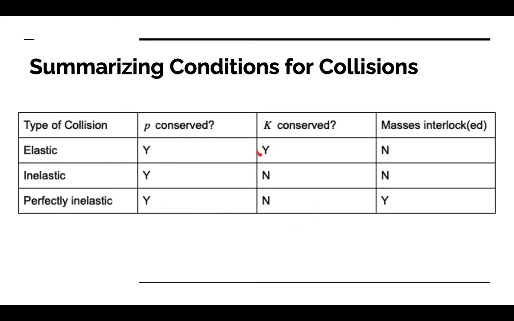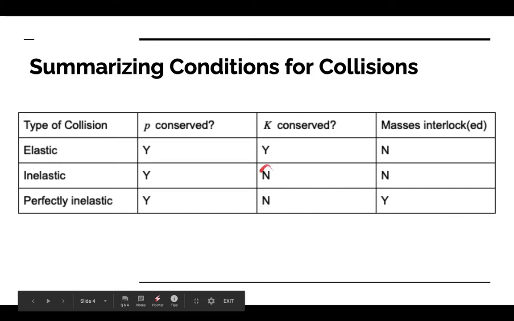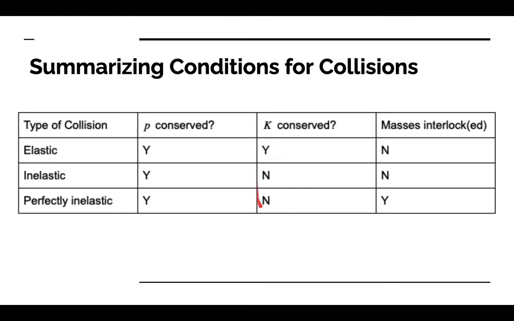In an elastic collision, the kinetic energy is conserved. In an inelastic collision, or a perfectly inelastic collision, the kinetic energy is not conserved as it is converted to heat between the two objects. And then lastly, do the masses interlock? In elastic and inelastic collisions, they do not, but in a perfectly inelastic collision, they do. Our two objects will interlock.